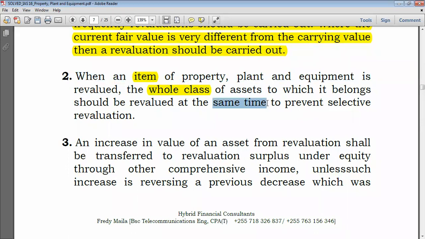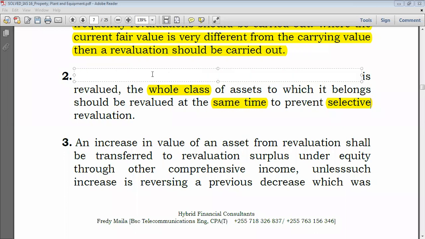The whole class should be revalued at the same time, to prevent selective revaluation. You cannot say, maybe I have a plant, I'm revaluing one plant and I'm leaving another, or I'll revalue this one 2 months forward, or one year in time. That one is not allowed. So simply speaking, if one item of a class of PPE is revalued, you have to revalue them all.